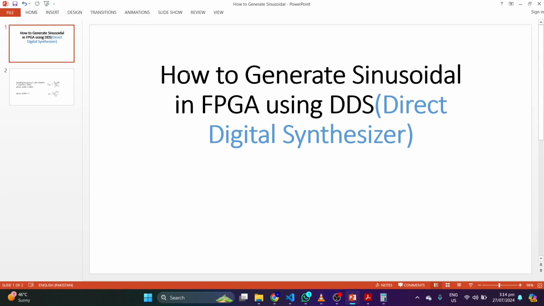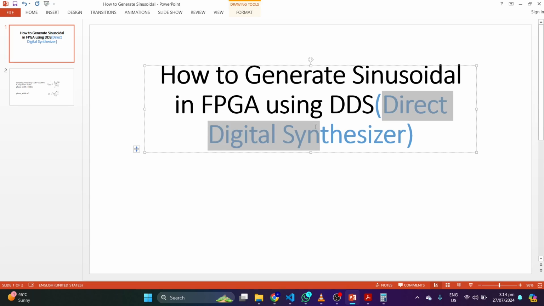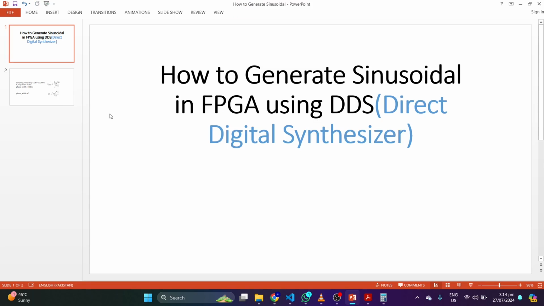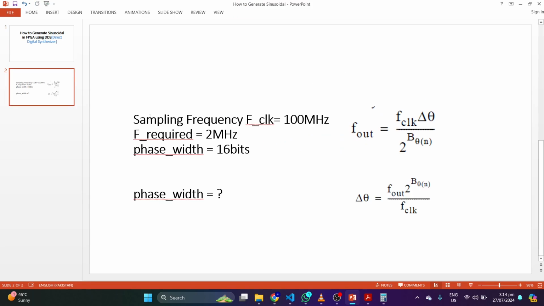Hi, in this video I'm going to show you how to generate a sinusoidal signal in FPGA using the DDS, direct digital synthesizer. For that, the sampling frequency is f clock, 100 mega. This is the frequency I want to generate, 2 megahertz. The phase width I will keep at 16 bits.